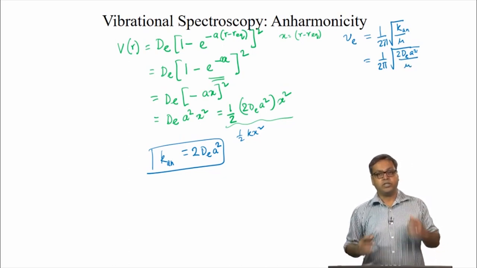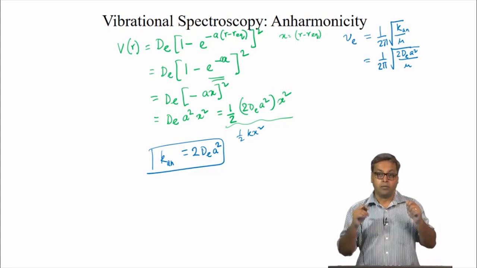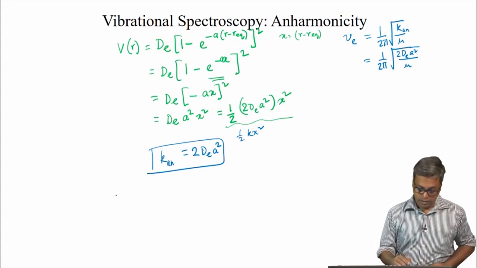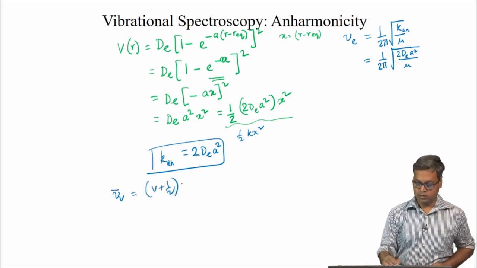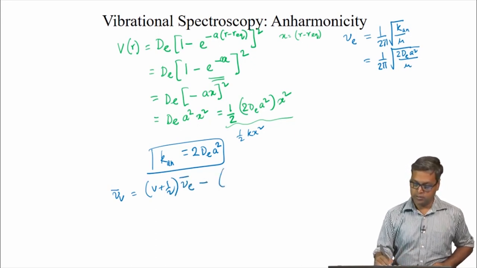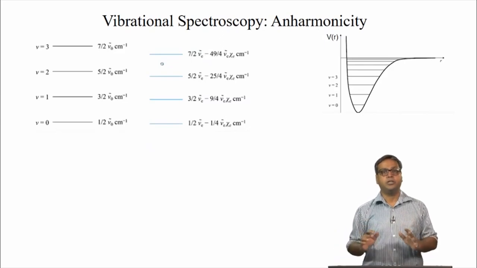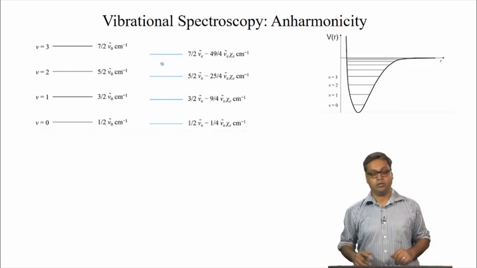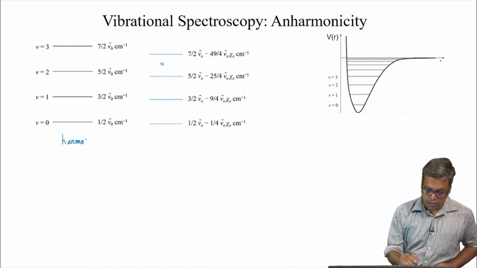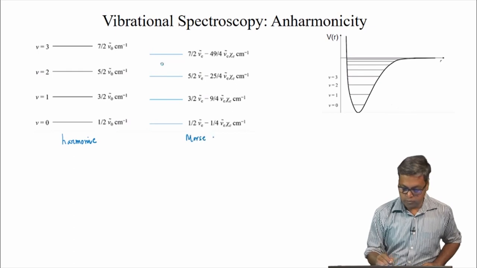So, the question is, how has this changed the energy levels? The energy expression, by taking into account anharmonicity, is given by nu bar V equals (V plus half) nu bar E minus (V plus half) whole squared nu bar E chi E. So, this is a perturbation to the harmonic solution. Let us compare the harmonic and the anharmonic solution. On the left, we have the harmonic solution, and on the right, we have the anharmonic solution that is coming from the Morse oscillator.